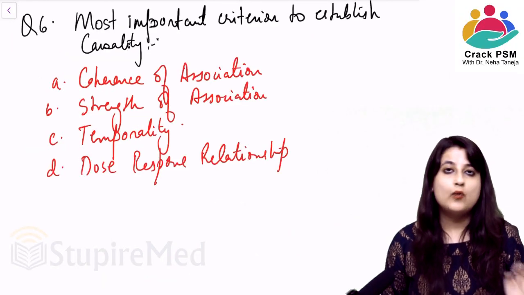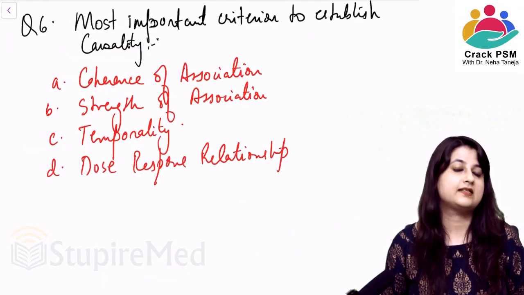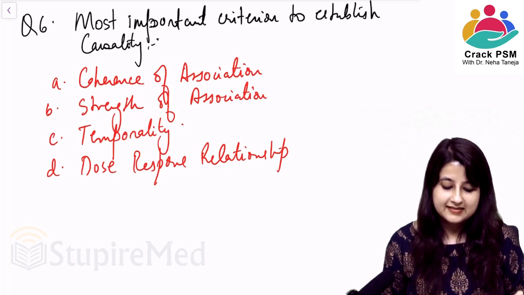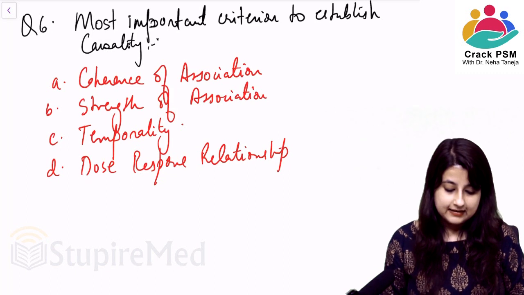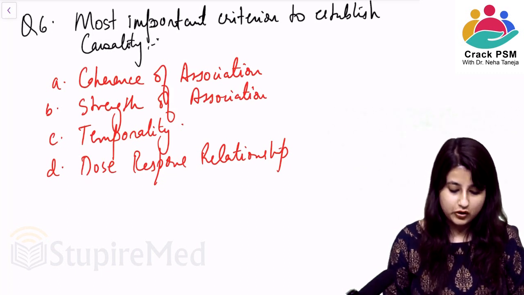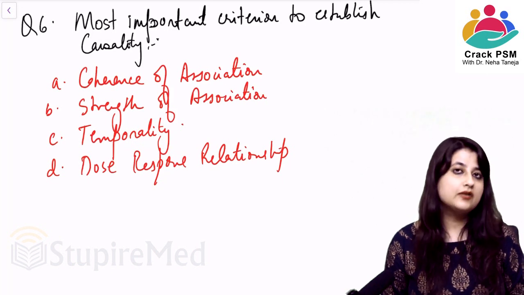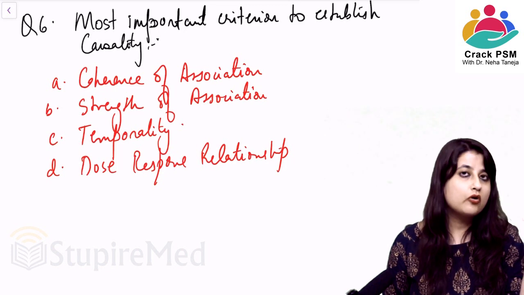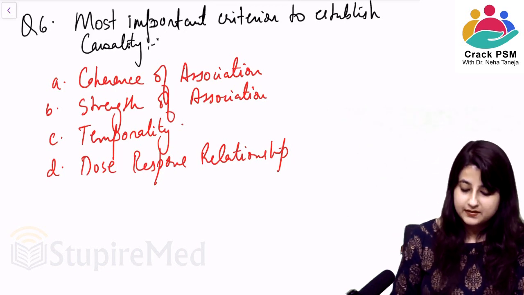Hello dear students, welcome to Insta question number 6. The question is, the most important criterion to establish causality is coherence of association, strength of association, temporality, or dose-response relationship. Now, this is a very important question. It's one of the most often repeated and a must-know MCQ.